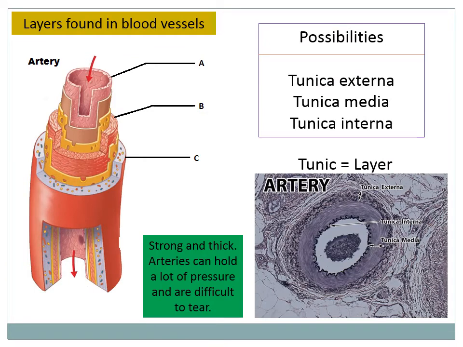So now we're going to take a look at the actual blood vessels and what we find between our arteries and our veins. Notice how I have A, B, and C labeled here off to the left. We have the possibilities for A, B, and C over to the right. So I'll give you about 10 seconds to figure out what A, B, and C are.